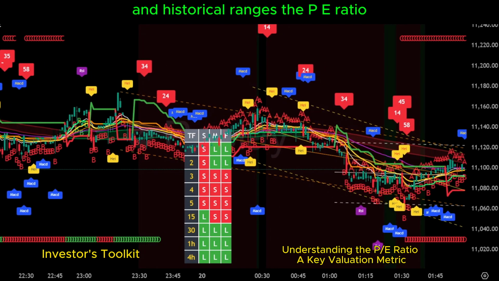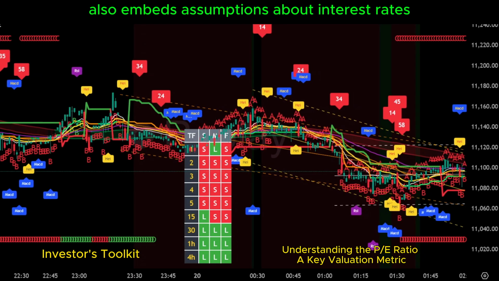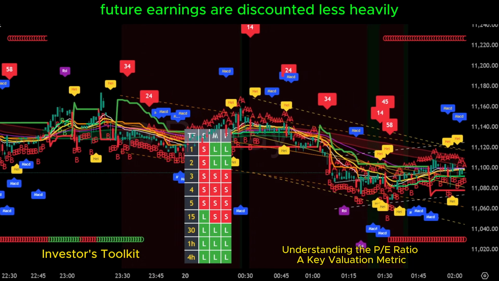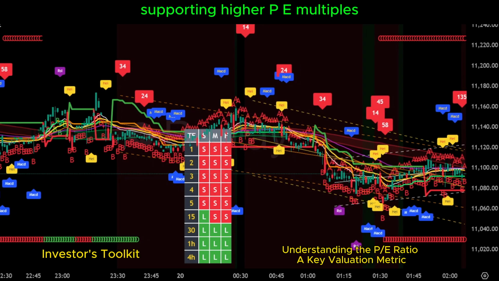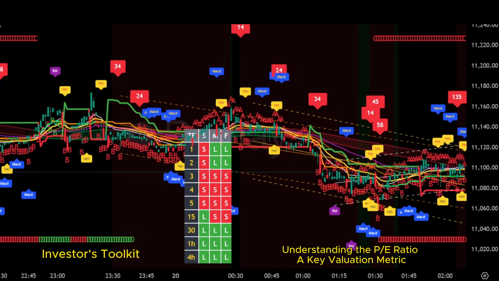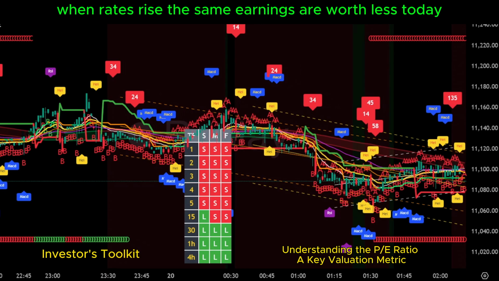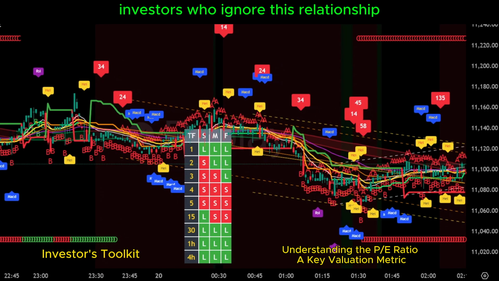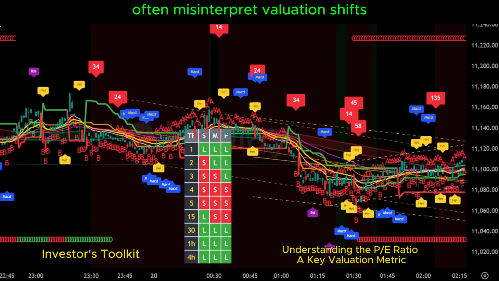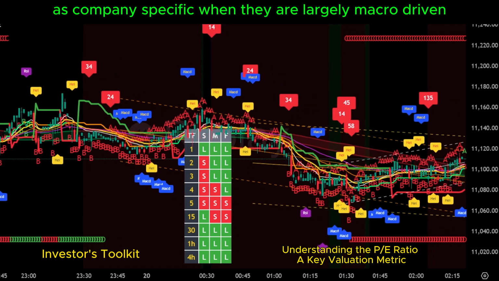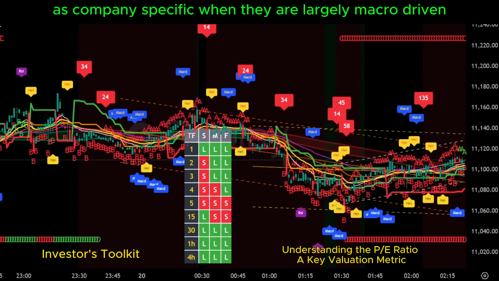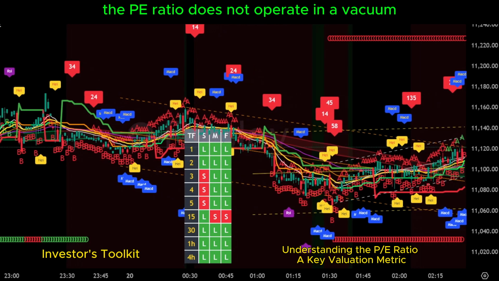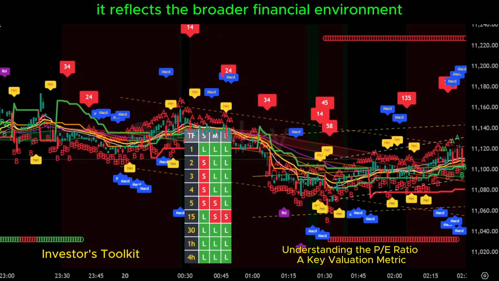The P/E ratio only gains meaning when compared within appropriate peer groups and historical ranges. The P/E ratio also embeds assumptions about interest rates and inflation. When interest rates are low, future earnings are discounted less heavily, supporting higher P/E multiples. When rates rise, the same earnings are worth less today, compressing multiples. Investors who ignore this relationship often misinterpret valuation shifts as company-specific when they are largely macro-driven. The P/E ratio does not operate in a vacuum. It reflects the broader financial environment.